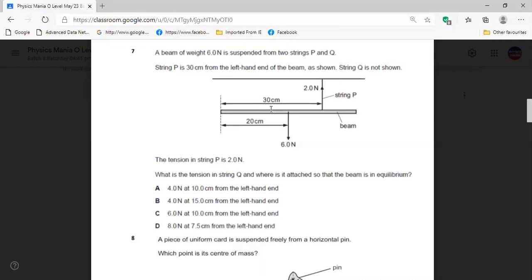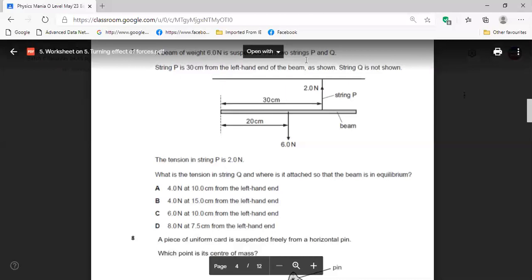Now, how will we make it 20? Of course, your force is there, 4 Newton. So from the pivot, your distance should be 5 centimeter, right? So we understand that the position of it should be somewhere here, right? Yes, it will then be appropriate.